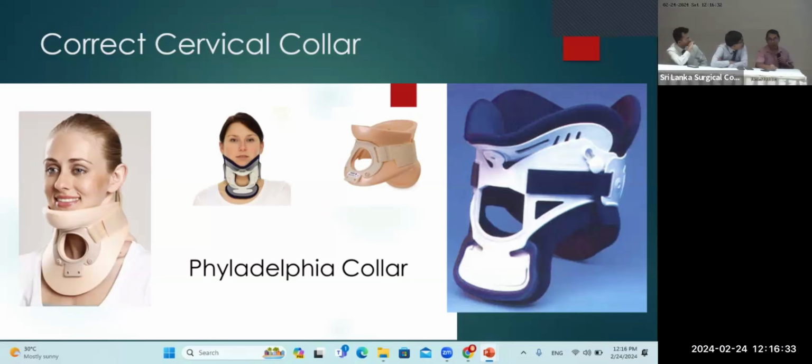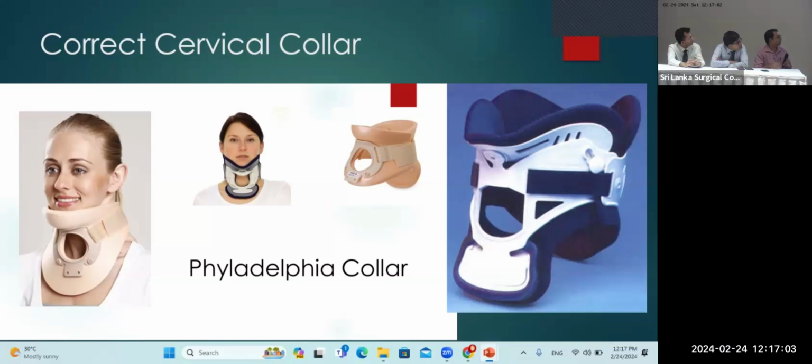Hard collars and soft collars don't stabilize the spine. You have a depression for the chin to be placed in, and you have to have the exact size. A collar that is too small or too big will not give you the desired effect. So it should be applied in the right way. These are much better collars, but what we have is the one on the right. These two are the correct ones.